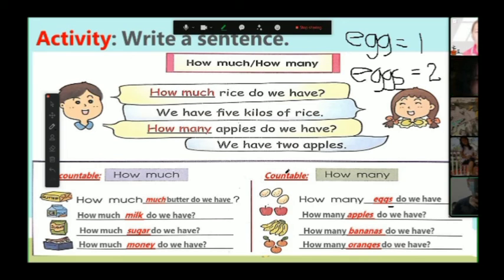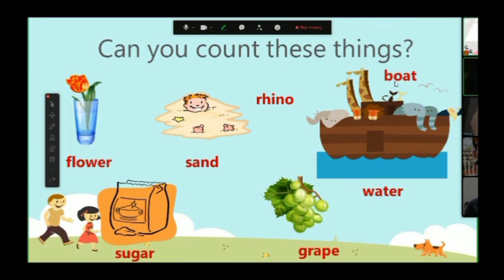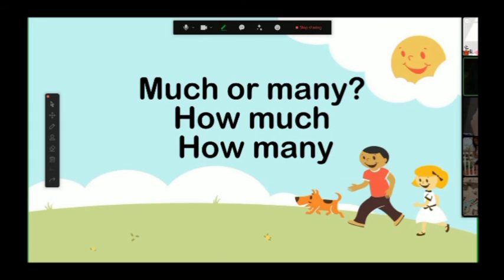How much sand? How about this one? Rhino. How many rhinos? Very good. Next, boat. How many boats? Very good. Next, water. How much water? Very good. Next, sugar. How much sugar? Next, how many grapes? Okay, so that is the use of much and many.